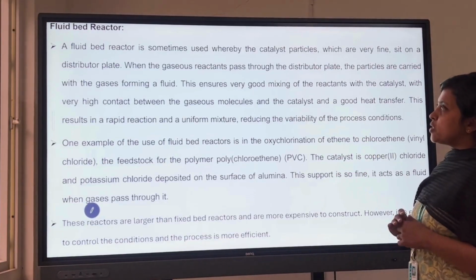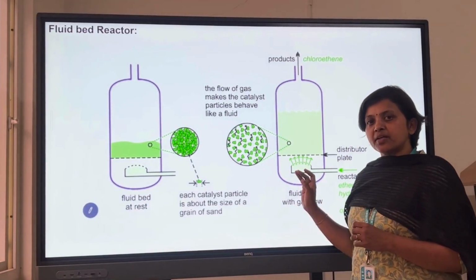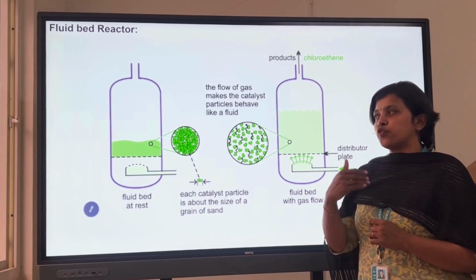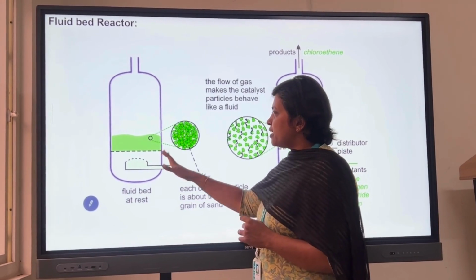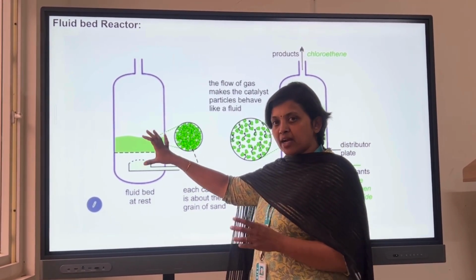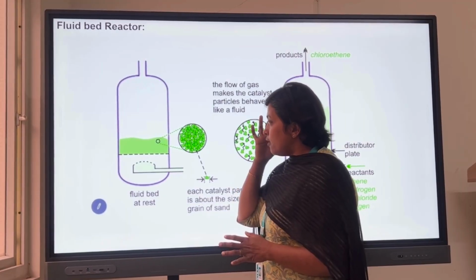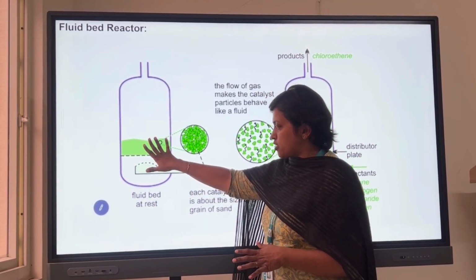And the next one is the fluid bed reactor. We all know about fluid, right? Fluid is easy to flow. It has the tendency to flow, right? Here also, it is the same as the packed bed. Here we have packed material, and this packed material is just like this, as shown in the figure. We have packed it, okay?